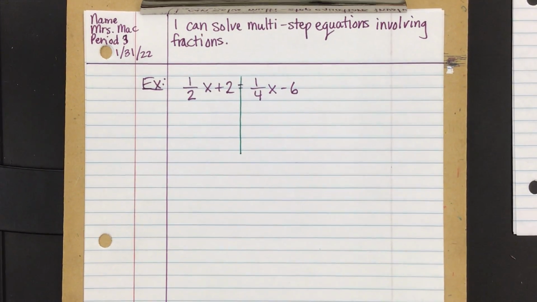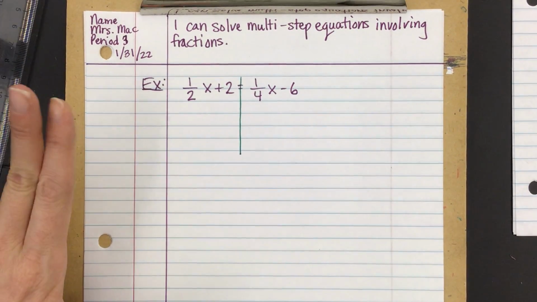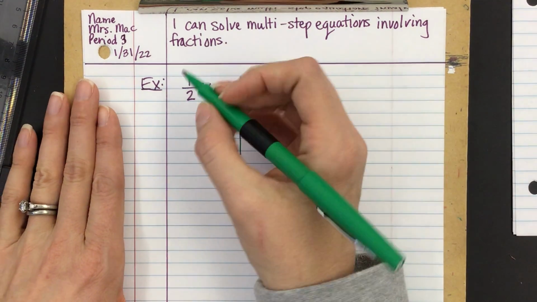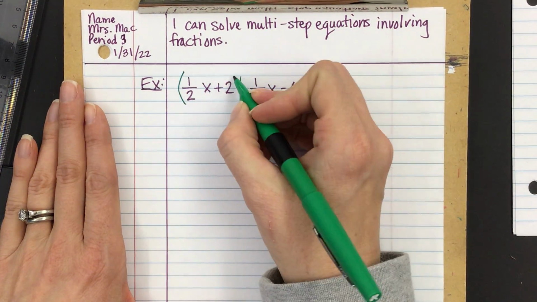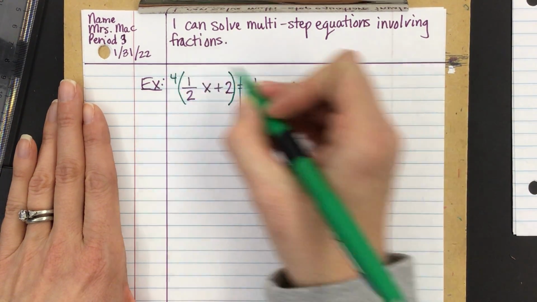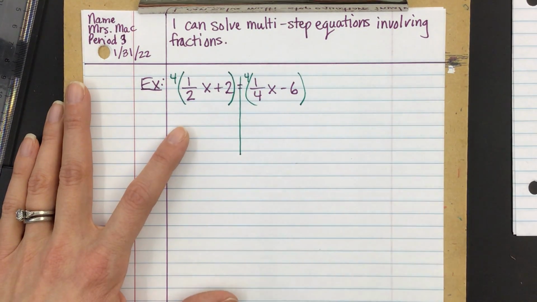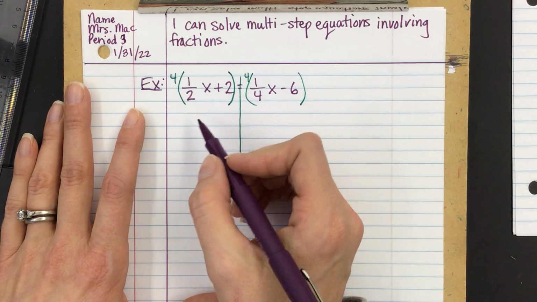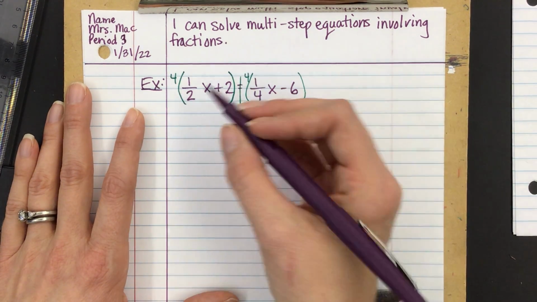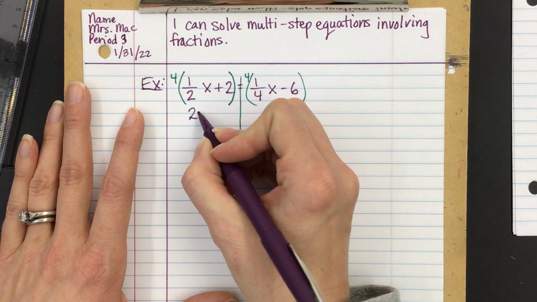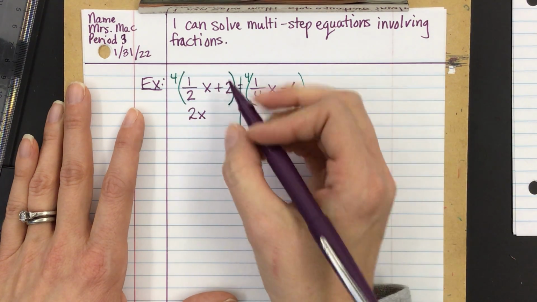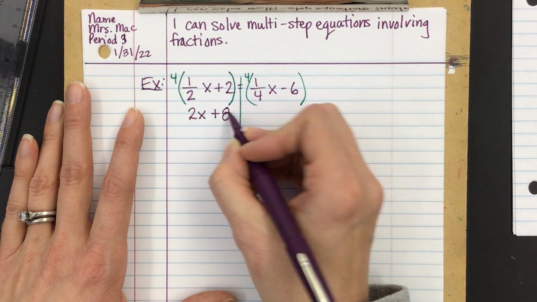Okay, so yes, I would multiply both sides of this equation by 4 to get rid of those fractions. So that's what I'm going to do. I'm going to multiply both sides by 4. And then I'm going to go through and multiply every term by 4 now. So half of 4 is 2. So this will be 2x. And then plus 8.